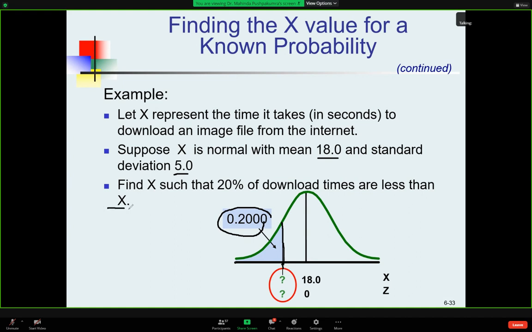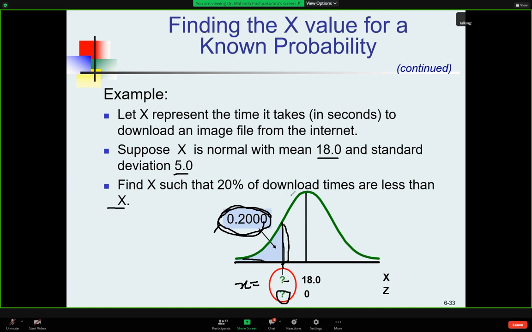X is the time. Then they ask to find the value for x. What is the value of x? How to find it? The probability is given, so first you can find the z value. What is the value for z here? If the probability is 0.200, what is the z value?